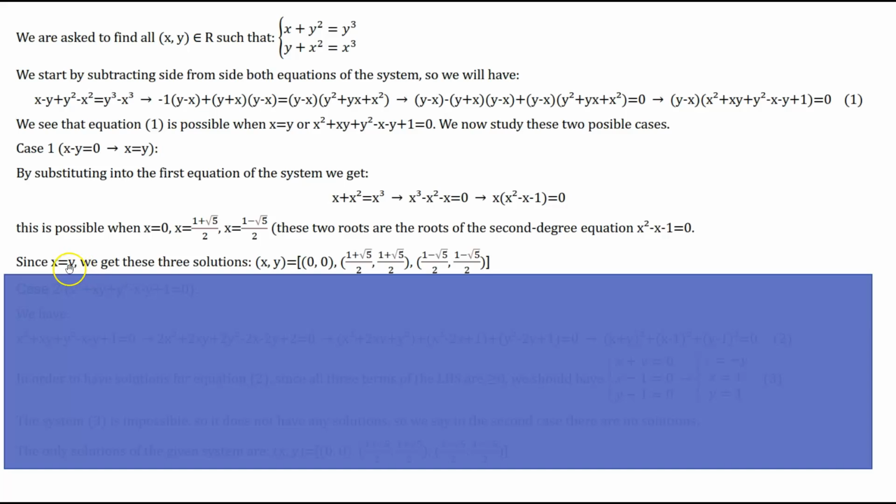Given that x is equal to y, these three solutions are (0, 0), ((1 plus square root of 5) divided by 2, (1 plus square root of 5) divided by 2), and the third solution will be ((1 minus square root of 5) divided by 2, (1 minus square root of 5) divided by 2). So we found three solutions of this equation for the first case that we deduced up here.